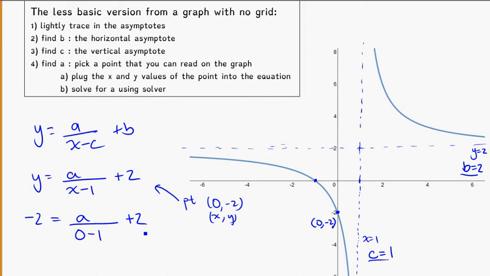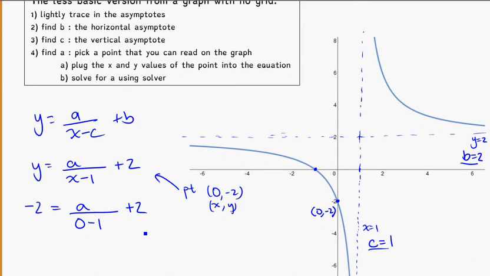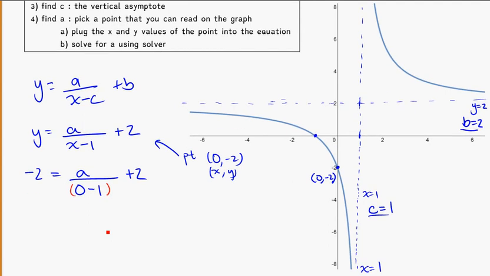And now, time to solve. You can use solver if you like, and if you do, you need to make sure that you put brackets around that, or that you simplify it first. I'm just going to go through with the algebra though. So negative 2 is equal to 0 minus 1, which is just negative 1, and a divided by negative 1 is going to be negative a, plus 2. So subtracting 2 from both sides gives me negative 4 is equal to negative a. And dividing both sides by negative 1, I know that 4 is equal to a.